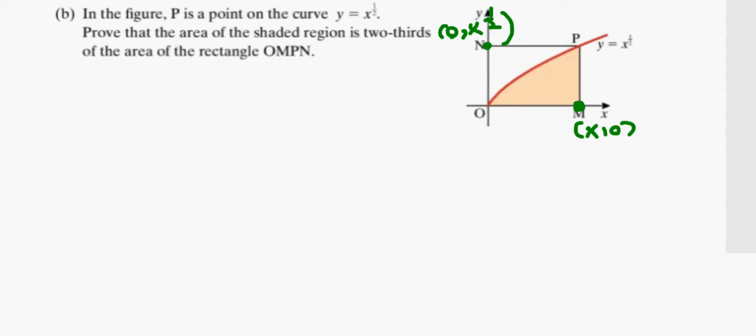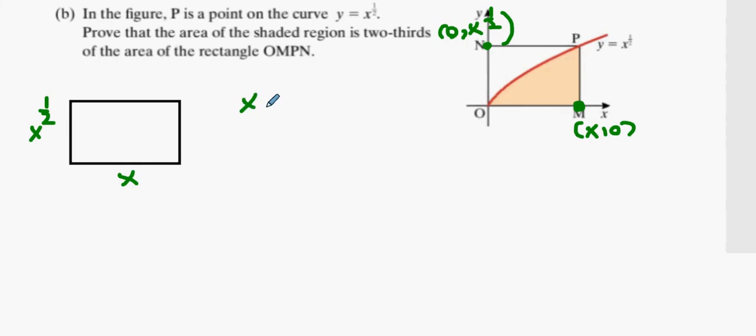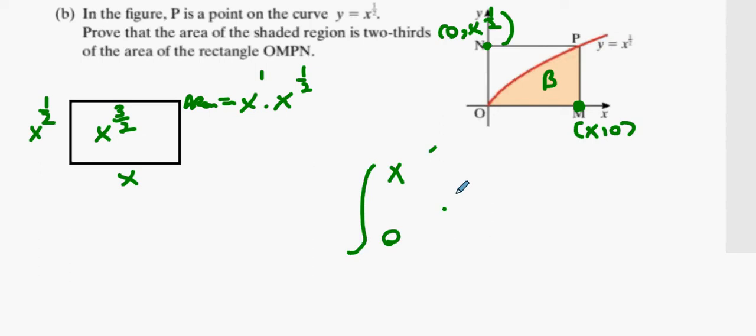So what's the length and the width of that rectangle then? What do you reckon? X to the power of a half and x. And what is x multiplied by x to the power of a half? X to the power of 3/2 for the area. Is that okay? Now, how do we get the area of, call it B, area B? Yeah. So the integral from 0 to x of x to the power of a half dx.